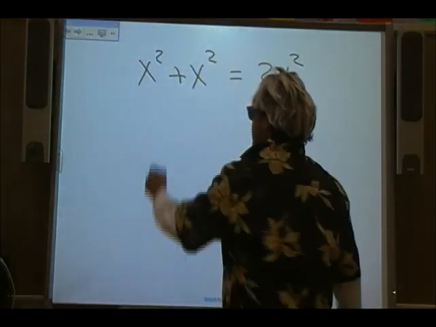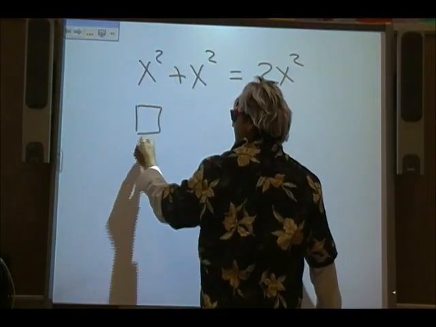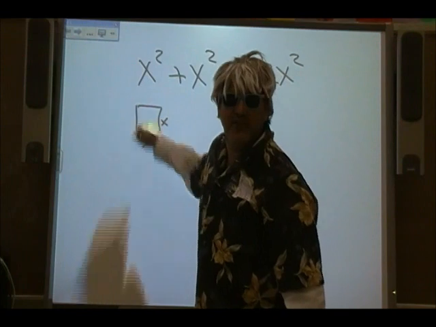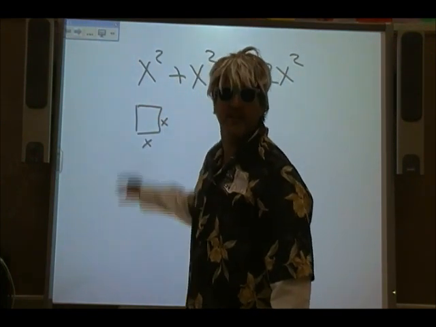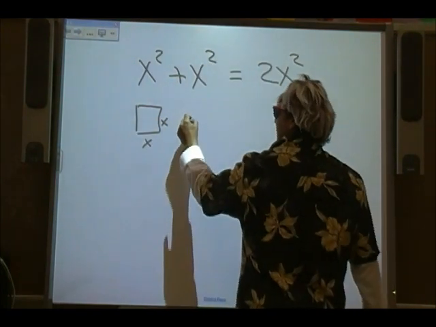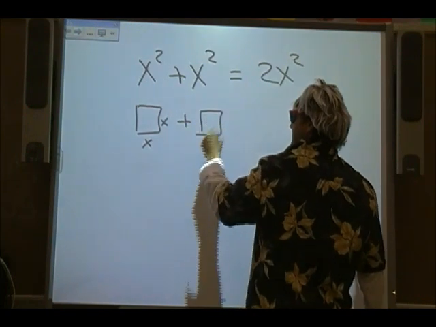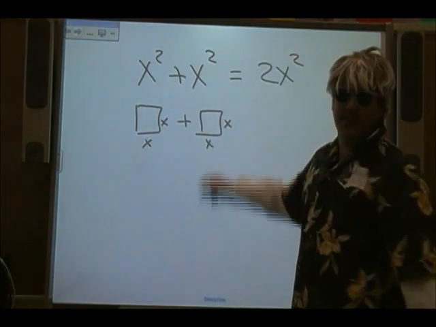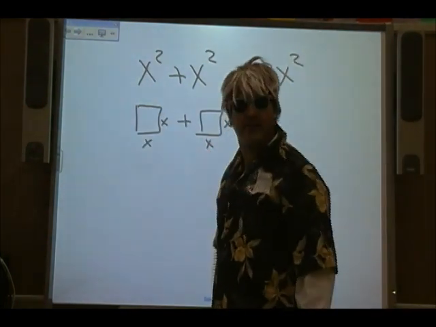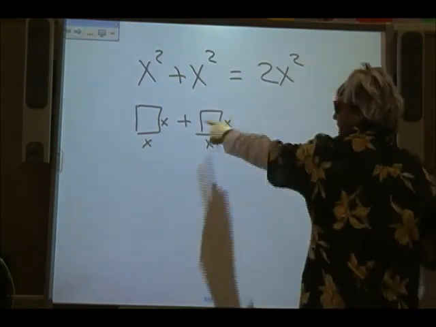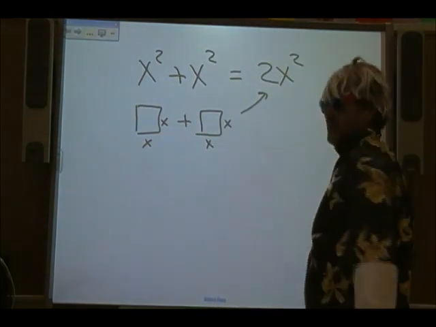If you need a visualization, the area of this is x squared. That's why they call it a square. I add another one. Area of this is x squared. So if I have 1x squared here and another x squared, then I have 2 of them. That's why you have 2.